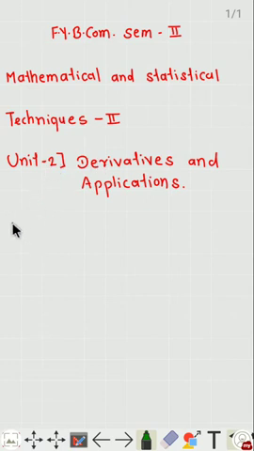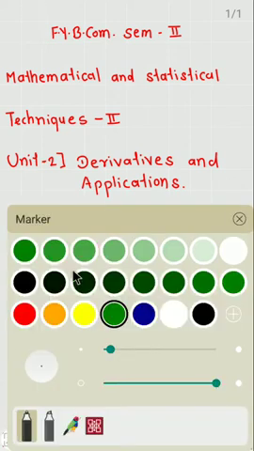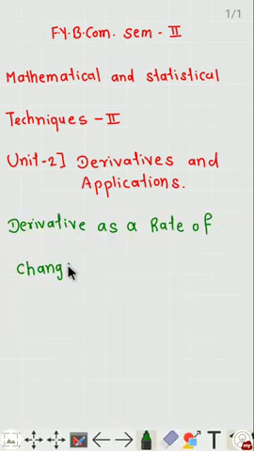So first of all we write: derivative as a rate of change.